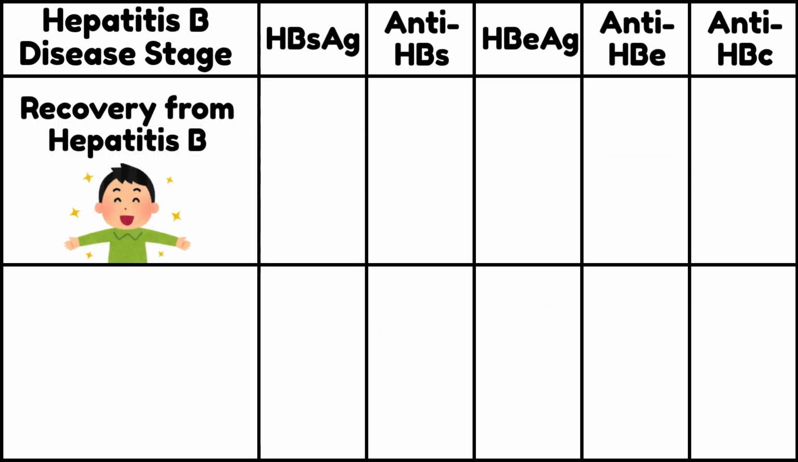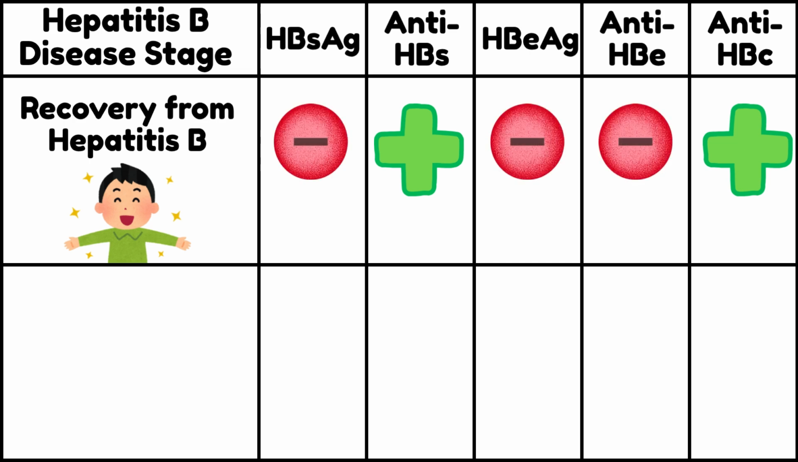In individuals who have recovered from hepatitis B, we'll see antibodies to hepatitis B surface antigen and antibodies to hepatitis B core antigen, which are specifically IgG type. These indicate immunity due to natural infection.